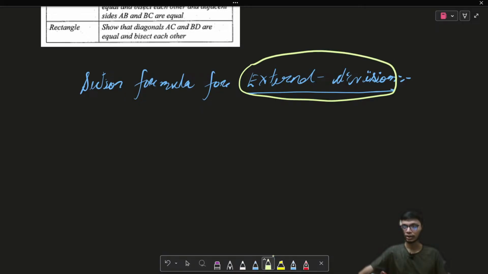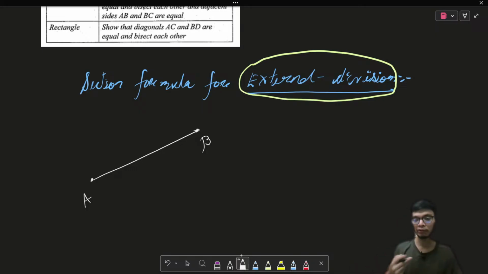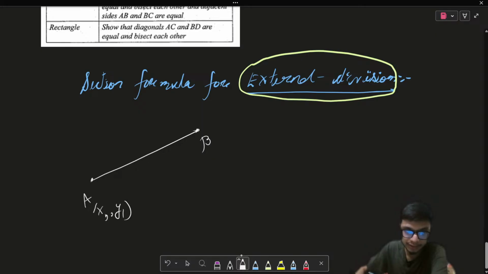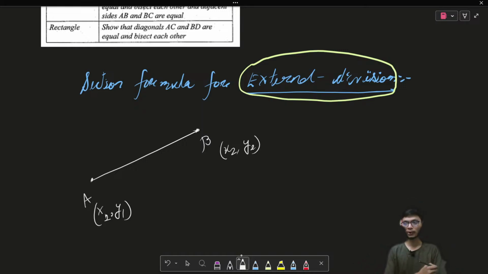External division refers to this: let us say I have this as my line, the line segment AB. Let us consider the coordinates of point A as x1, y1 and the coordinates of point B as x2, y2. So these are the coordinates of my points.